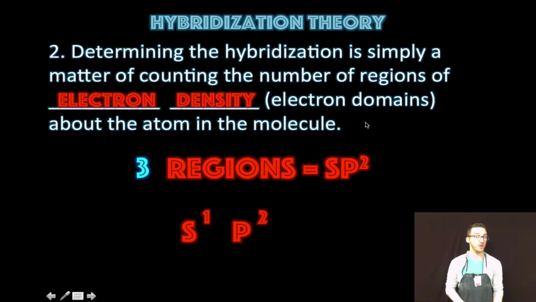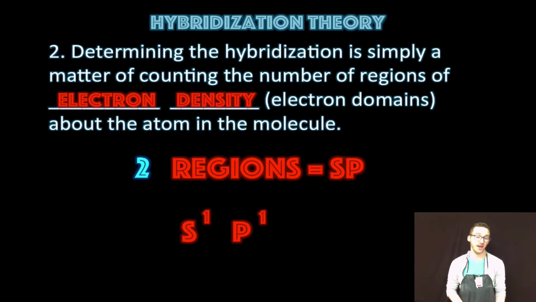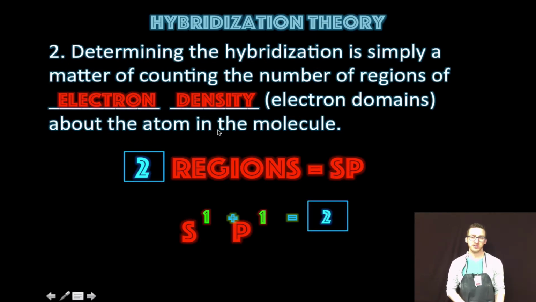But what if you have 3 regions? If you count 3 regions, that means that it's sp2 hybridized. You've taken one s orbital, mixed it together with 2 p orbitals to form a total of 3 sp2 hybrid orbitals. Finally, sp hybridization is when you have 2 regions of electron density about the atom in the molecule for which you're trying to determine its hybridization. 1 s plus 1 p gives you 2 sp hybrid orbitals. So again, just count up the regions of electron density and then think to yourself, what would the sum of the superscripts be in your 3 different types of hybridization that you have to know?